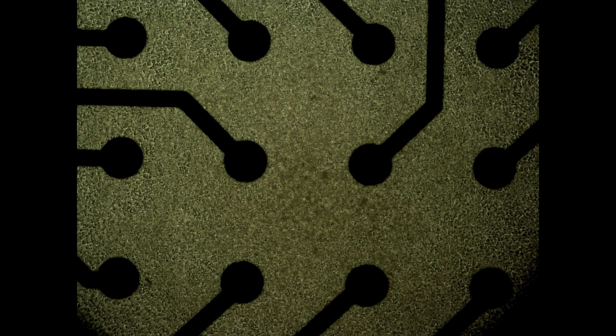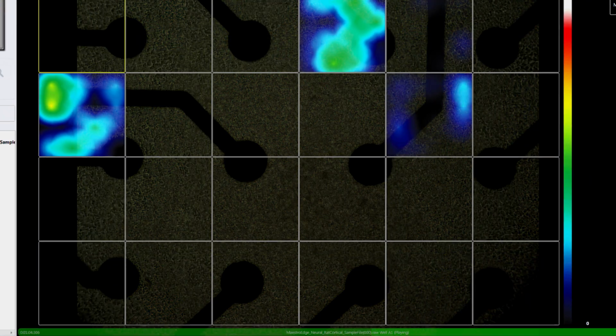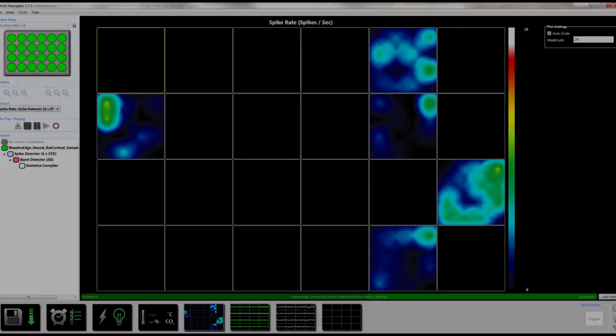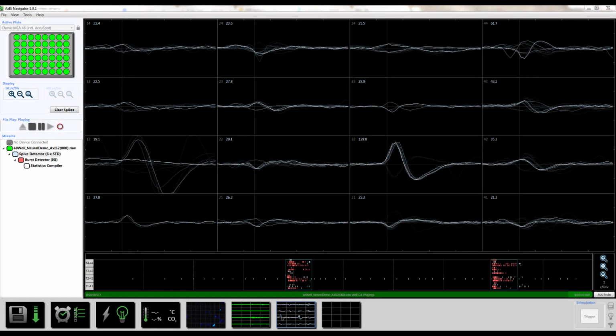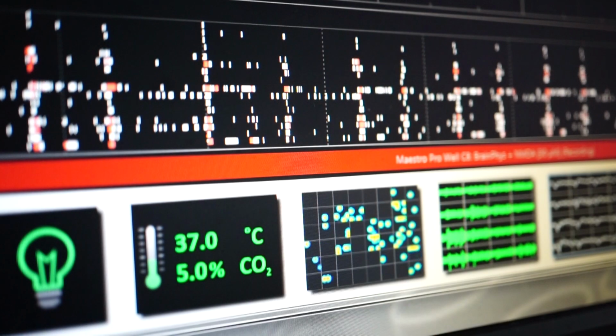Your models and experiments may look no different under the microscope, but what about the electrical activity? How do you know your cells are communicating if you've never recorded from their network?